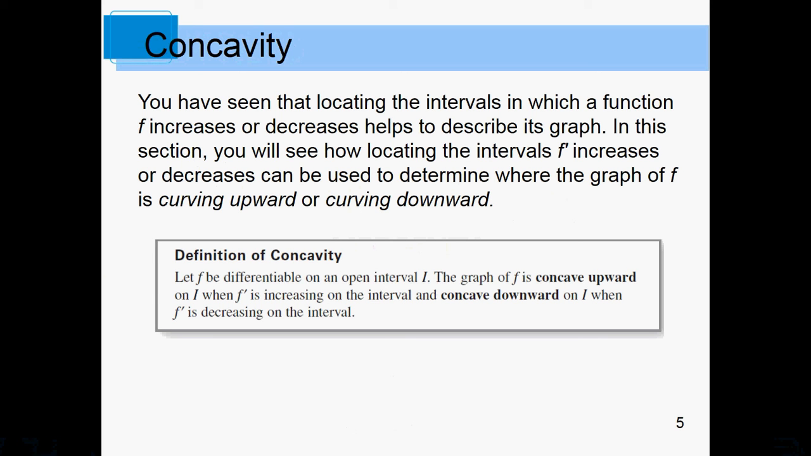So if we let f be some differentiable function on an open interval, then the graph is concave up when the first derivative is increasing. It's concave down when the first derivative is decreasing. Okay? Now, what does that look like? Concave up and concave down.